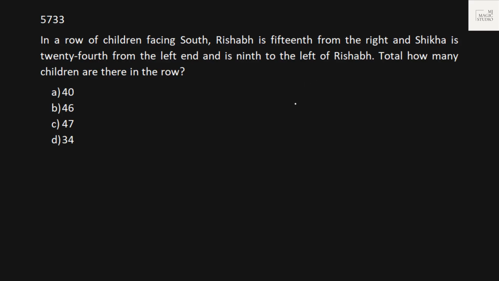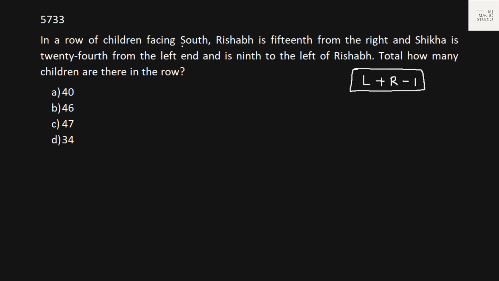Okay, as far as this ranking test and the number of people standing in the queue is concerned, we know the drill. That with reference to any one, the number of people in the queue or in the row would be his or her position from the left plus position from the right minus 1. That is the simple drill we follow. Let's see what is asked.